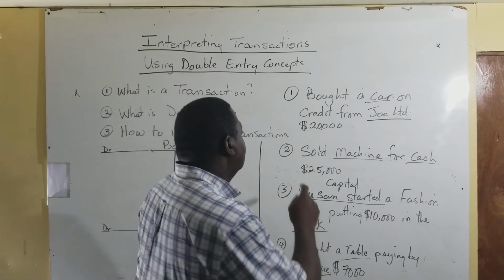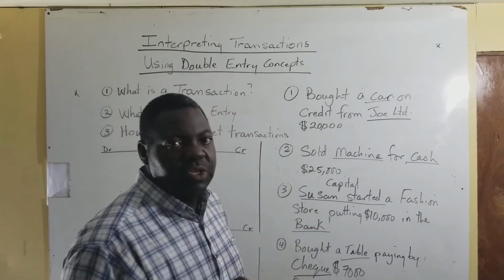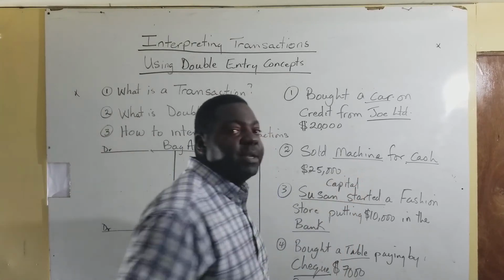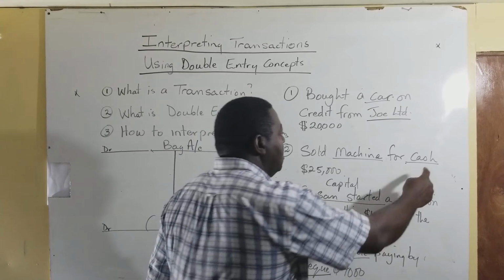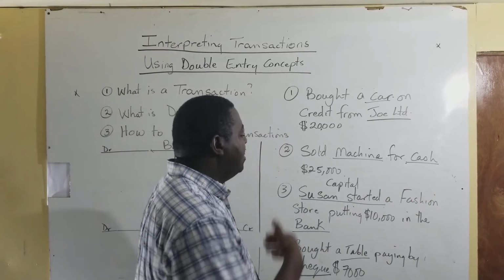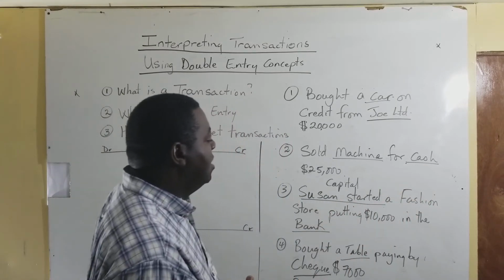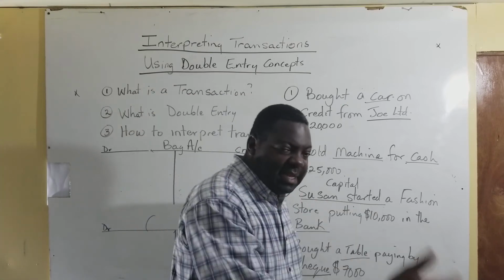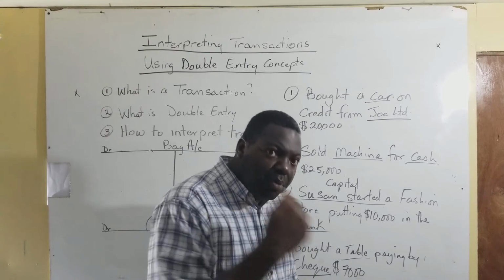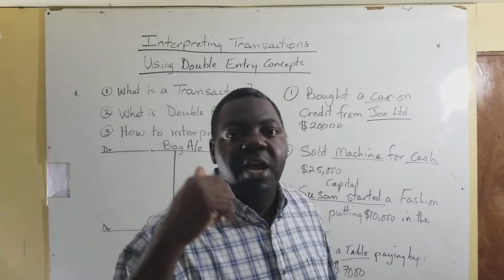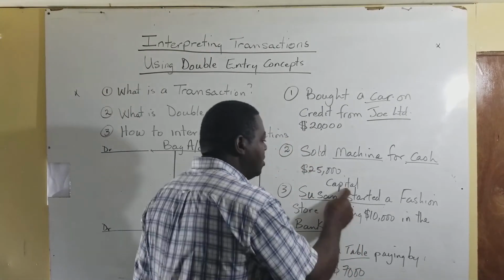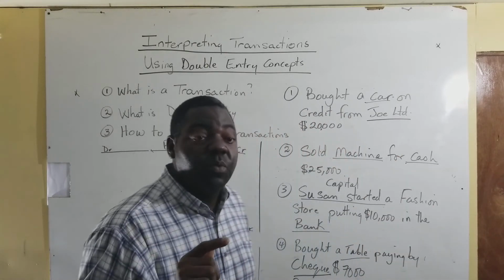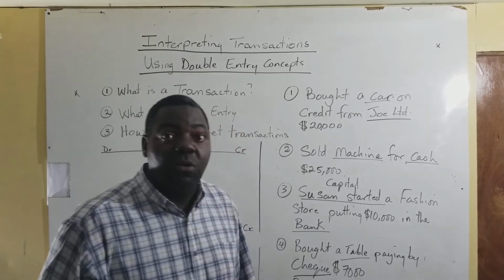Sold machine for cash. What are we selling? We're selling a machine. What are we receiving as a result? Cash. Next transaction, Susan starts a fashion store putting $10,000 into the bank. Once Susan is starting a business, whatever Susan puts in the business becomes her capital. Therefore, it's going to be the capital account. Where is she putting the money? In the bank. So the second account is bank.